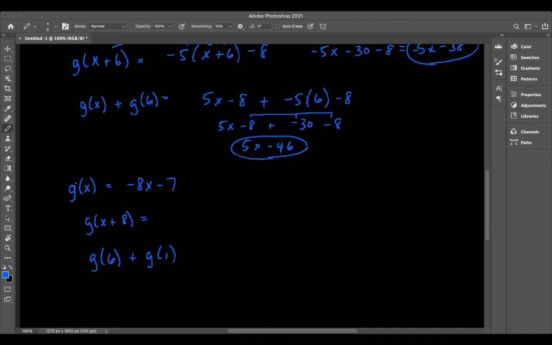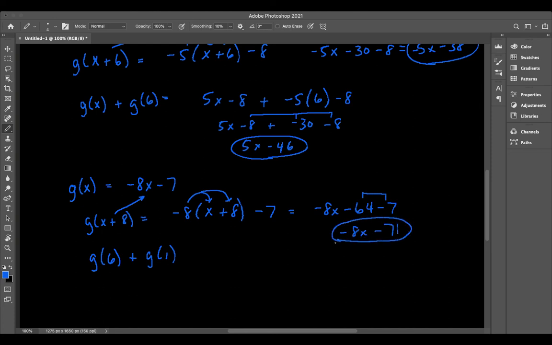All right. Last one, g of x equals negative 8x minus 7. Substituting x plus 8 in for x. Distributing my 8 through the parenthesis, the distributive property, which we've already practiced. Negative 8x minus 64 minus 7, and that's negative 8x minus 71. And that would be the answer to the question.